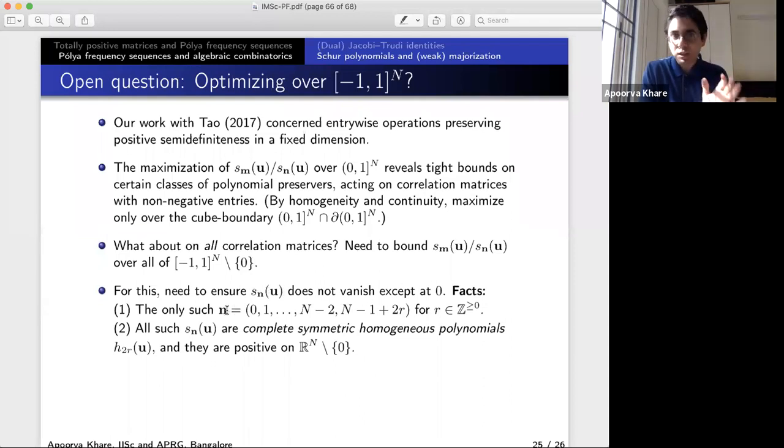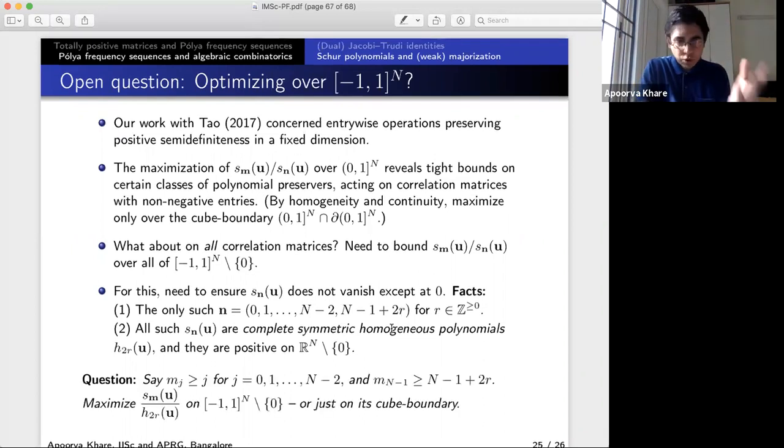Guess what? There are such polynomials, they do exist, and we did classify all of them. The only such powers are 0, 1 through n minus 2, and the last one is 1 through n, which means it's just a row. The shape of the Young tableau is just a row. It's a complete homogeneous symmetric polynomial with an even number of cells.